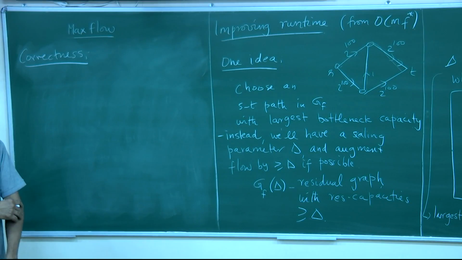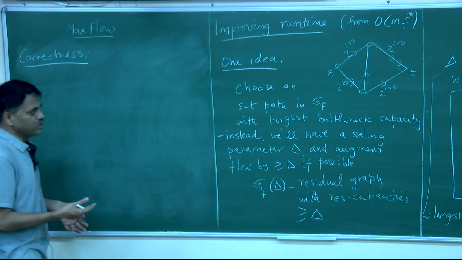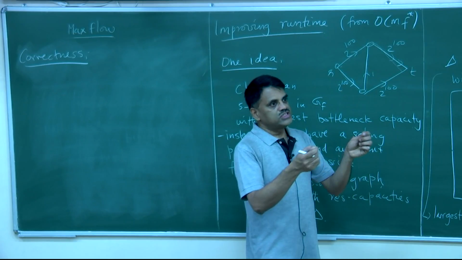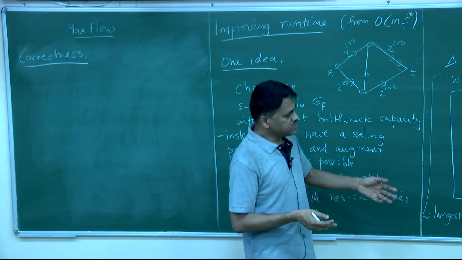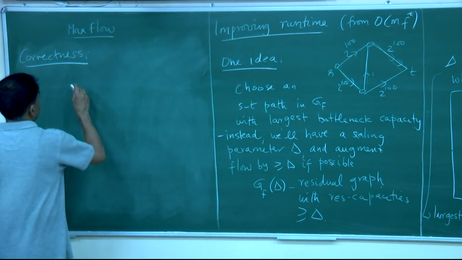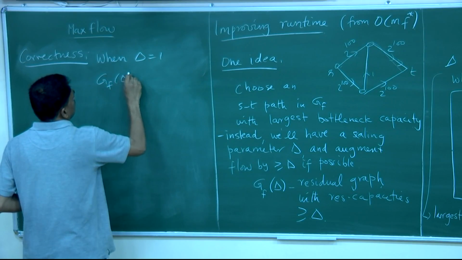If you set delta to 1, GF delta is the same as GF, right? Because we are working with integral capacities. Let's also assume we are working with integral capacities. So the flows will always be integers, and GF will have all edges with residual capacity strictly positive. That's a definition, right? All I'm saying here is when delta is 1, it's greater than or equal to 1. They are the same, right? So when delta equals 1, GF delta is equal to GF.